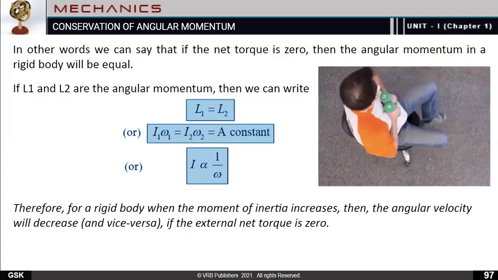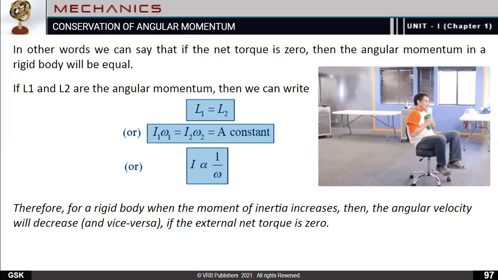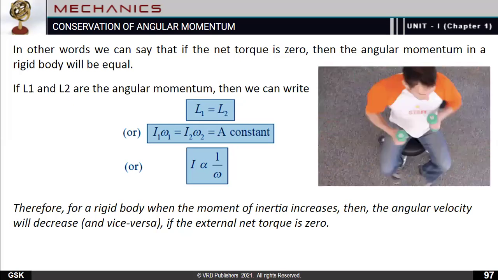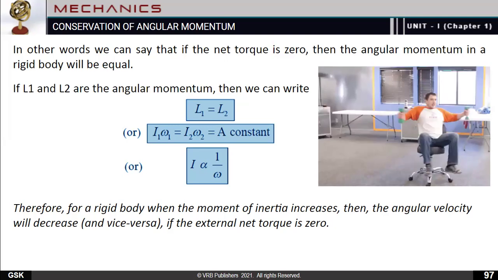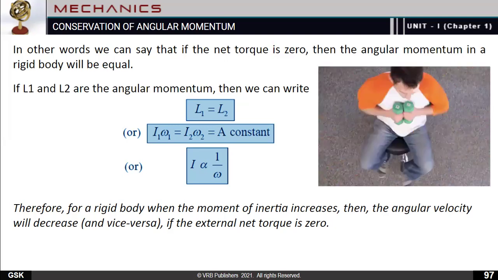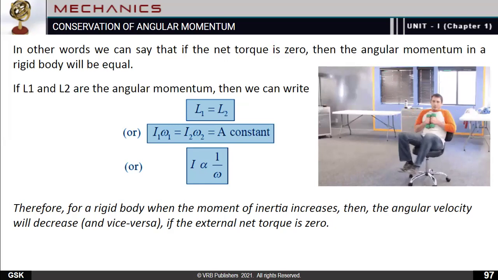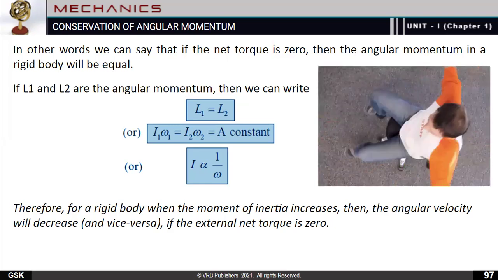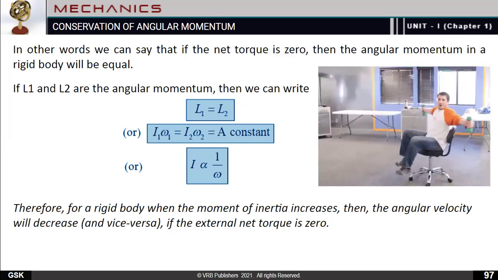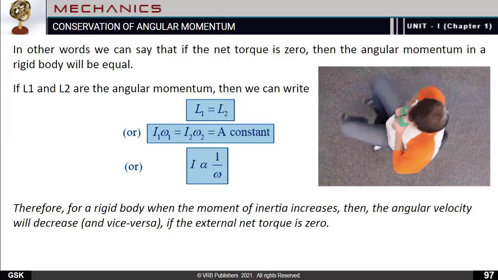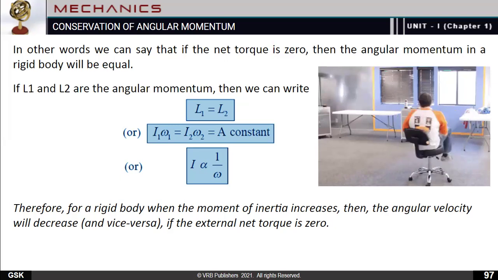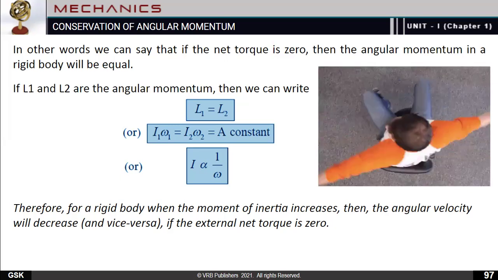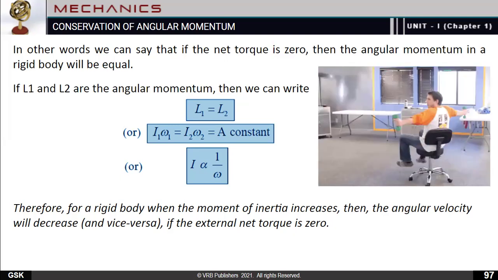See the figure. In a rolling chair, the man is sitting and rolling. So he will do two actions. Once he stretches his hands out and rolls, and then his hands are closer and he rolls. So see the speed of the chair. When his hands are stretched away, his spinning is slow. When hands are closer to the man, then the spinning increases.